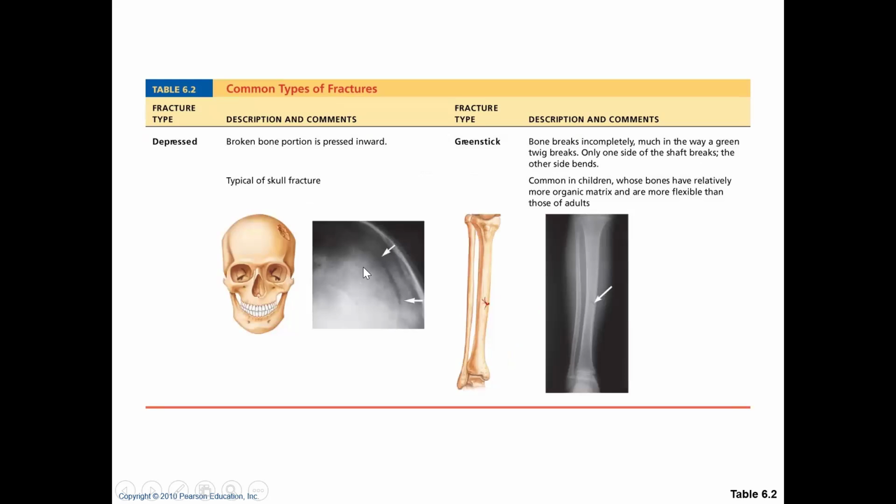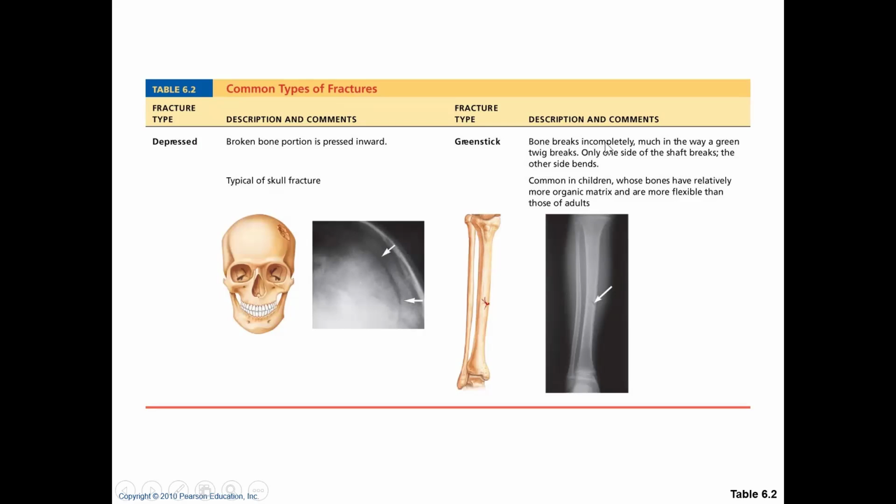Depressed fracture: what caused it? It was physically pushed upon. So that's what they mean by depressed fracture. A greenstick, similar to trying to break a green stick, won't break all the way through. So when we're young, our bones aren't fully hardened. They're somewhat still pliable. So if a fracture occurs, it may not completely go all the way through. Therefore, it's referred to as greenstick, where the bone's still somewhat pliable.